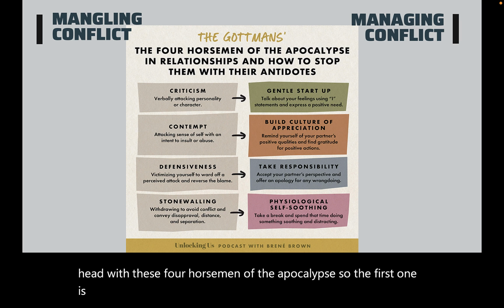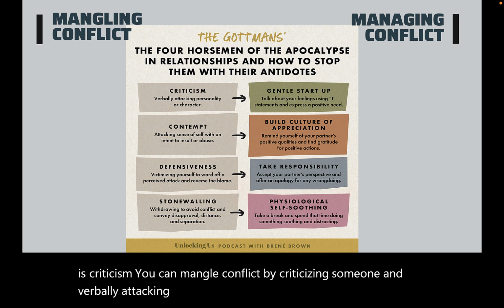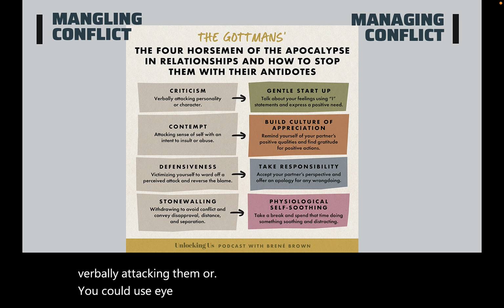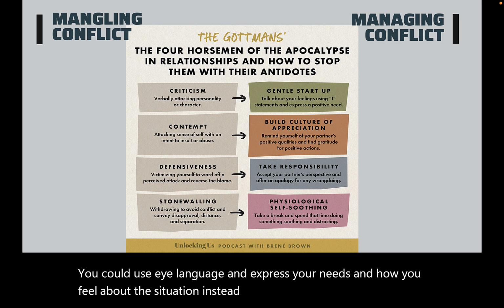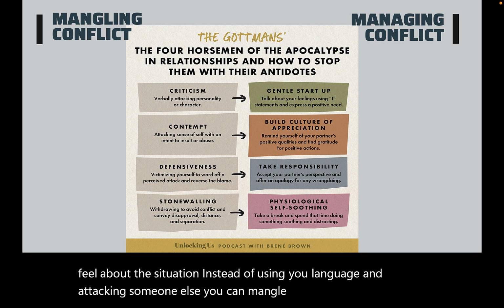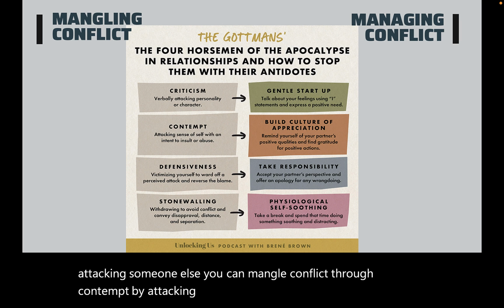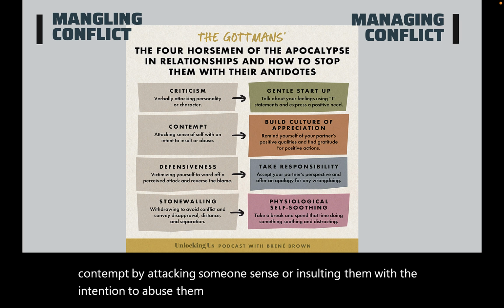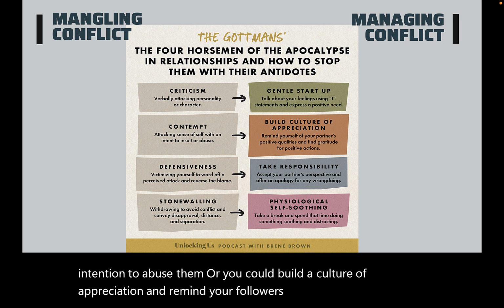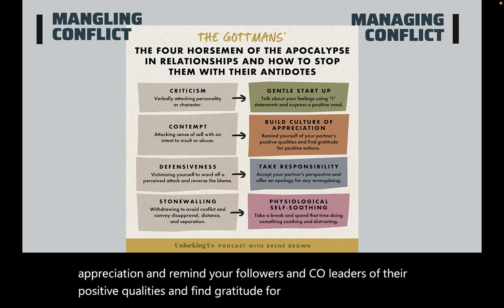criticism. You could mangle conflict by criticizing someone and verbally attacking them, or you could use I language and express your needs and how you feel about the situation instead of using you language and attacking someone else. You could mangle conflict through contempt by attacking someone's sense of self or insulting them with the intention to abuse them. Or you could build a culture of appreciation and remind your followers and co-leaders of their positive qualities and find gratitude for their positive actions.